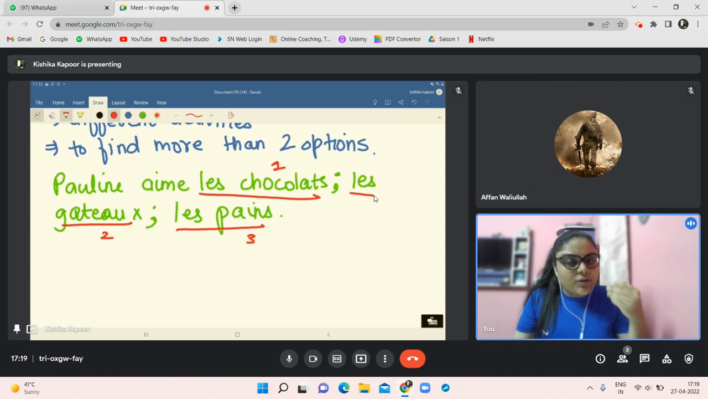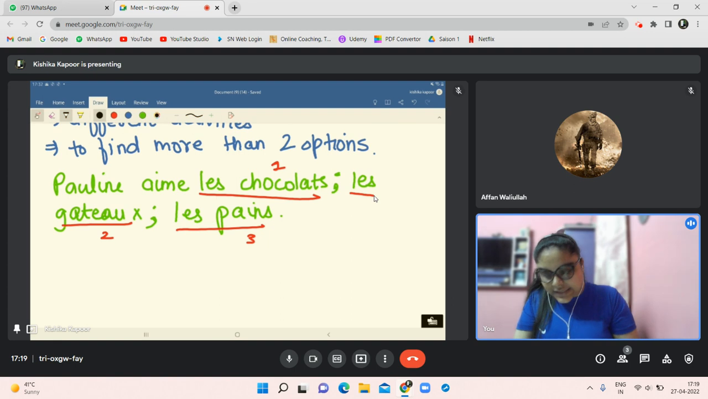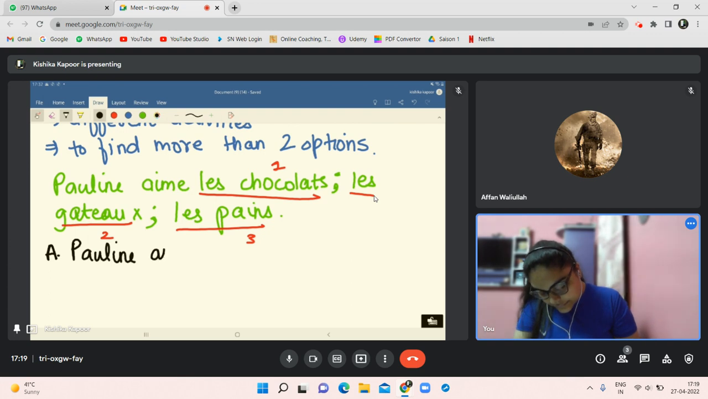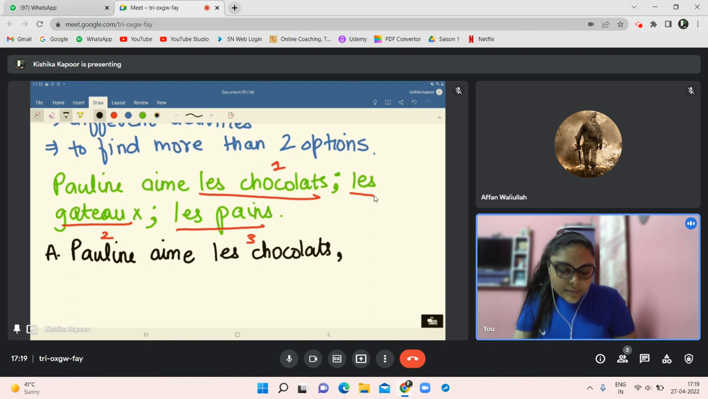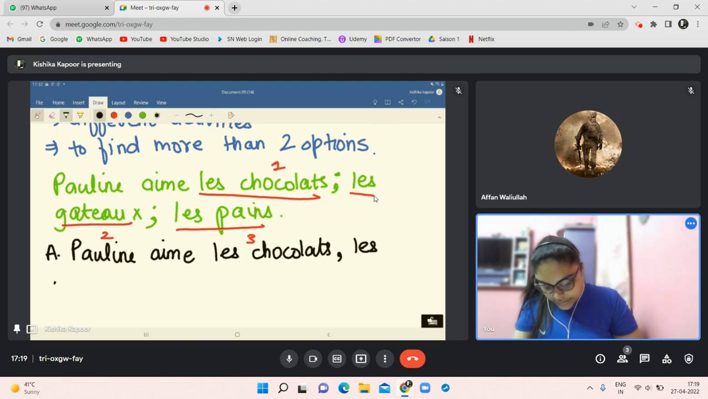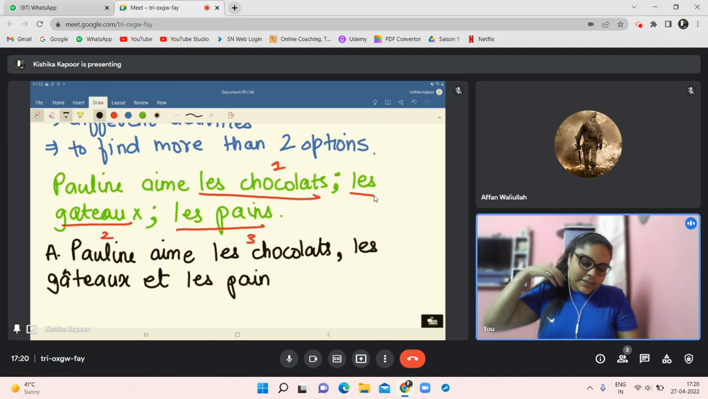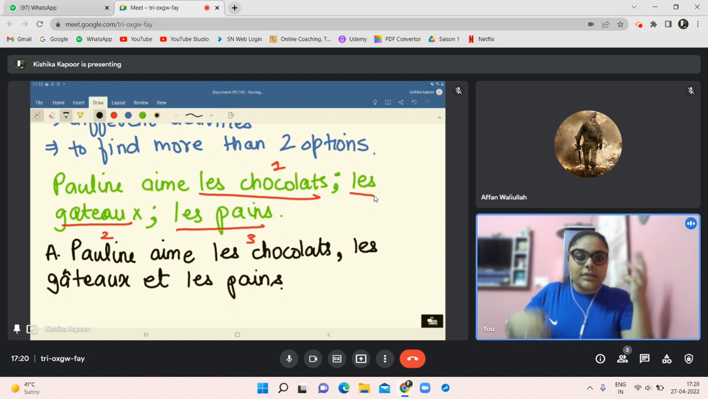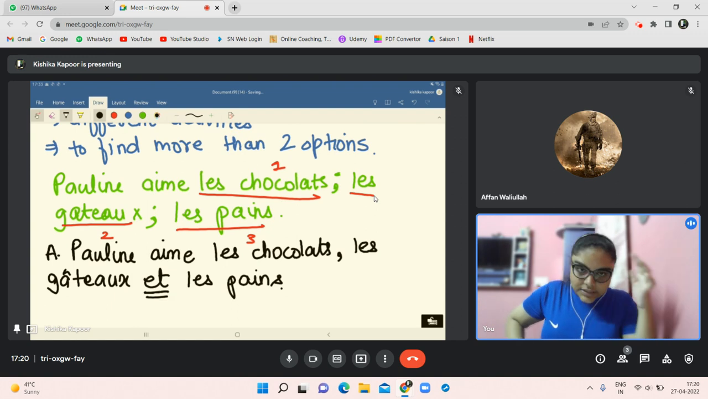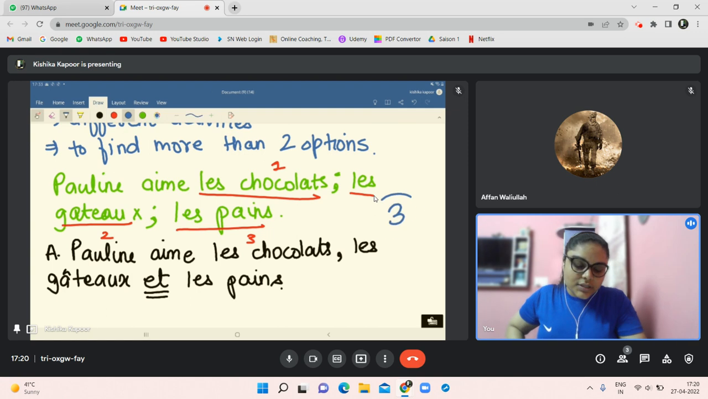Assuming we don't know the meaning of chocolat, gâteau or cake, we can still easily frame a sentence by writing Pauline aime le chocolat. Like English, if there are three options, we put the and before the last one. So comma, le gâteau, then we'll write et le pain. So Pauline likes the chocolates, the cake, and the bread. So when there are three options, we wrote this ET. Just put this in your mind: if you see around three options, you will go with ET.